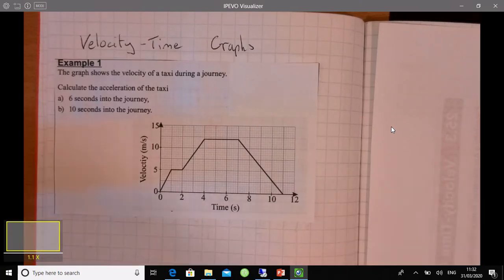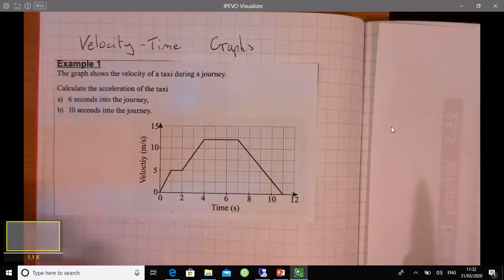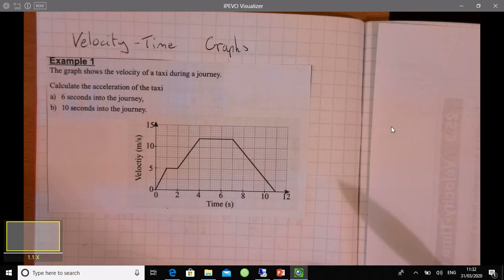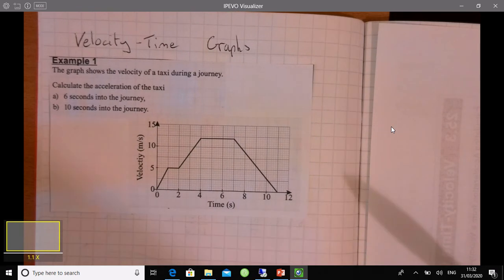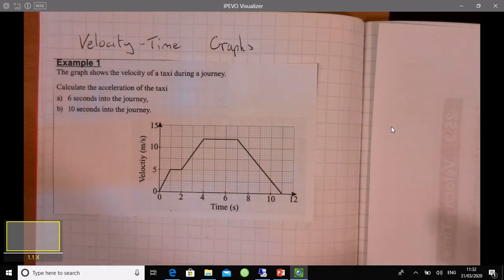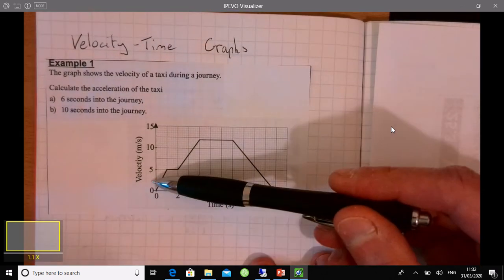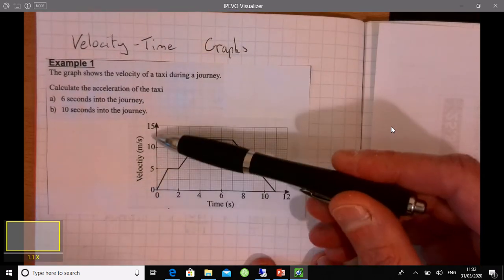Right, so velocity time graphs. Let's have a little look at this. And remember, like previously, we were looking at distance time graphs, so don't get confused with the two. The essential difference is this is our velocity, our speed, just up here.